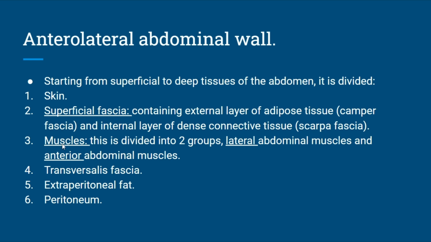Beneath the superficial fascia, we have the muscles, which are divided into two groups, the lateral abdominal muscles and the anterior abdominal muscles. After that, we have the transversalis fascia. Posterior to it is the extraperitoneal fat, and finally, we have the peritoneum.